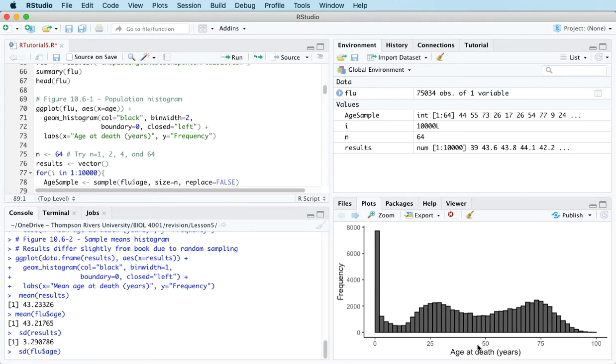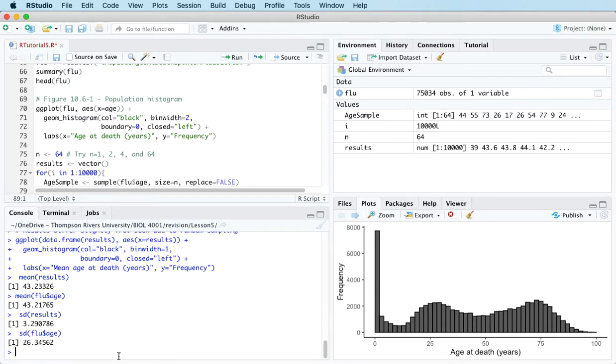Well, I hope you're saying to yourself, yeah, no way. The standard deviation is way bigger than 3.29. Let's find out what it is. Yeah, 26.34. So it looks like there isn't that direct correspondence that we saw with the mean. The standard deviation of the sampling distribution is a lot smaller than the standard deviation of the population. But there is a relationship.